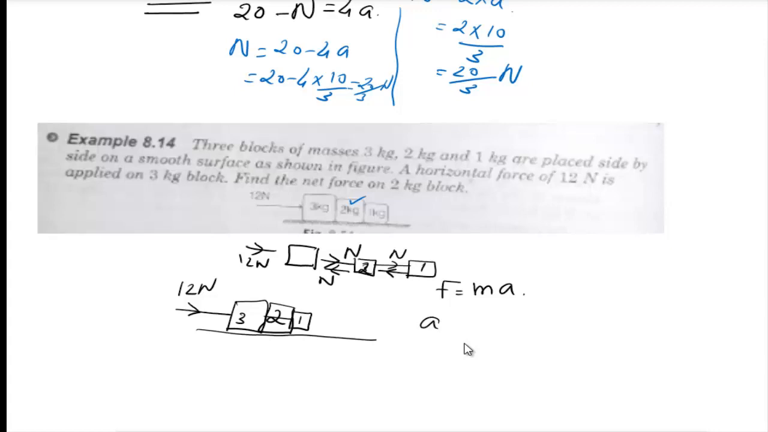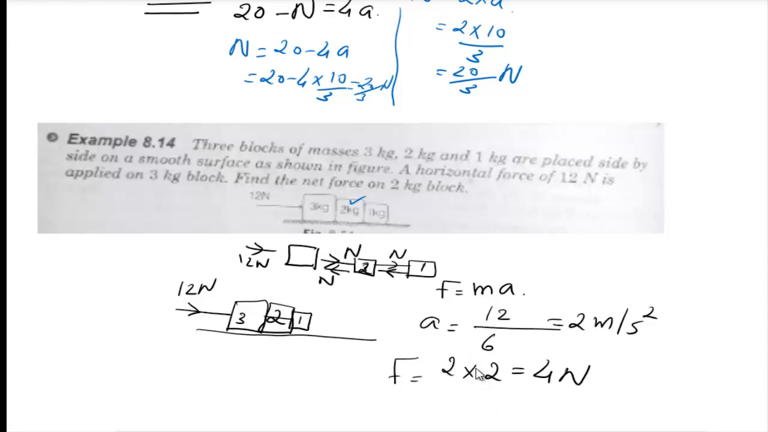So here we need to find out acceleration. How can we find out the acceleration? Total force acting on the system, 12, divided by total mass. What is the total mass? 3 plus 2 plus 1, so here it is 6. We are getting it as 2 meter per second square. Therefore, F equals mass into acceleration. Mass is 2 kilogram, acceleration also 2. Therefore, the answer is 4 Newton. Clear, children? So all other normal reactional forces between the blocks will be cancelled.